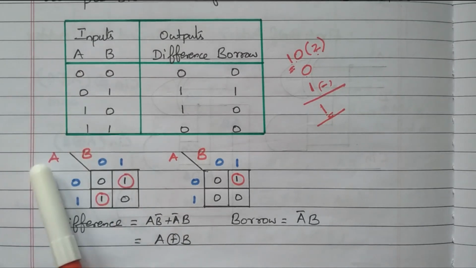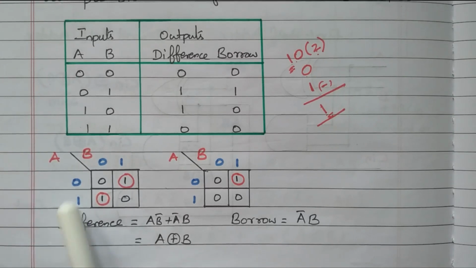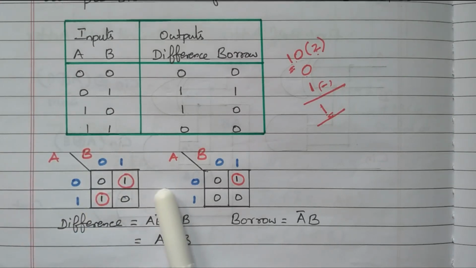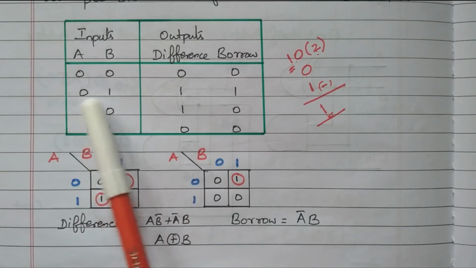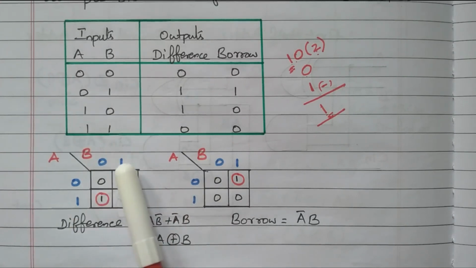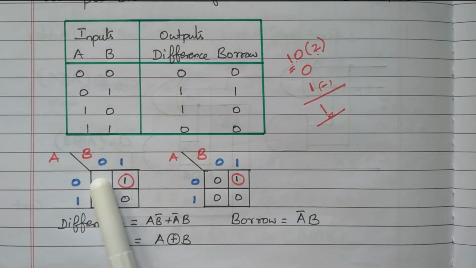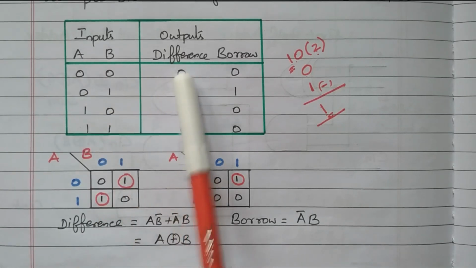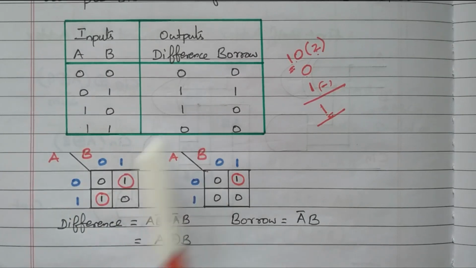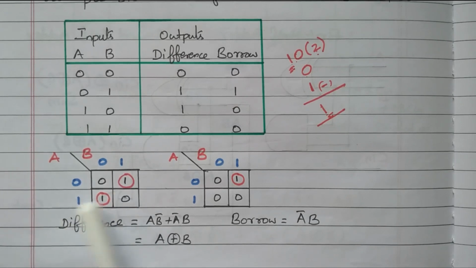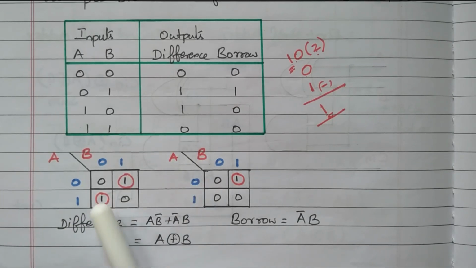There are two inputs A and B. A is available vertically, B horizontally. So there are two ones. The cell 0 0 is 0. 0 1 is 1. 1 0 also 1. The fourth cell, 1 1, is also 0. Only these two ones are available, so they are available individually and not possible to combine. We have to write the terms individually.